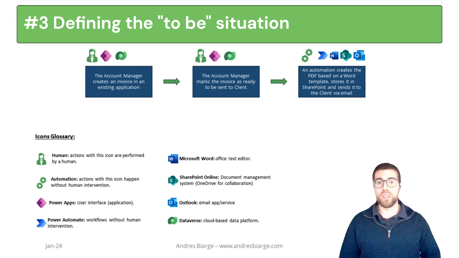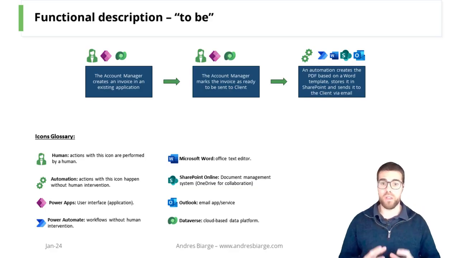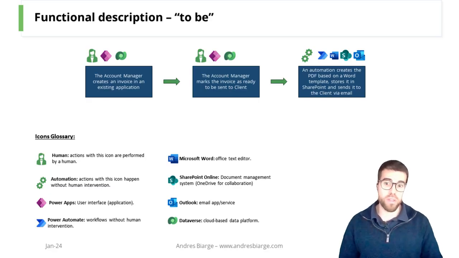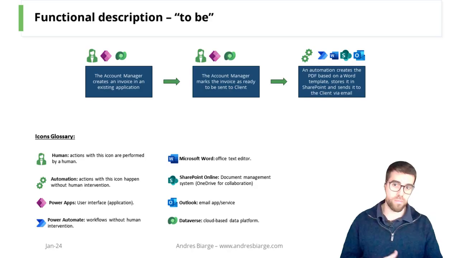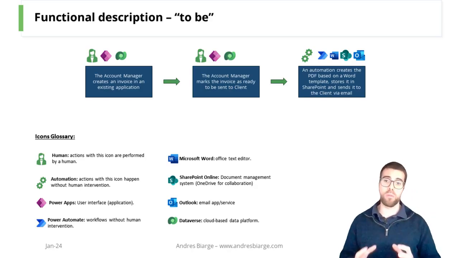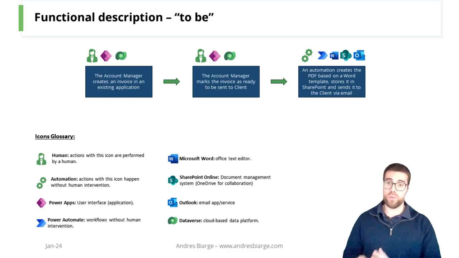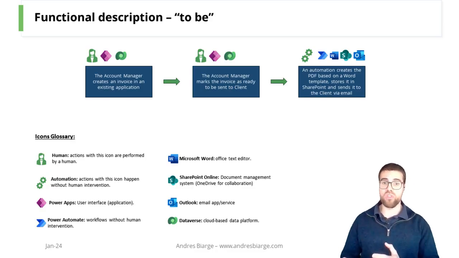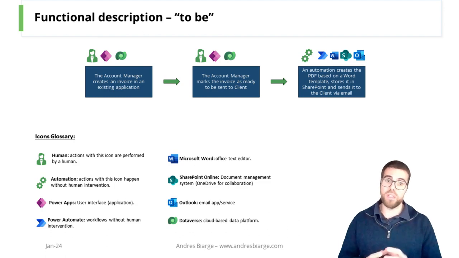Alright, so now that we have these additional requirements that we gathered using the user stories, we have to formalize all this new knowledge using, again, a functional diagram describing the desired or the to-be situation. So basically, we have reduced the amount of steps of the process so that the account manager will still create the invoices in the existing application, but then he or she will mark the invoice as ready to be sent to the client. And when that happens, the automation by itself, without human intervention, will create the PDF based on the selected Word template, then store it in SharePoint and send it to the client via email.